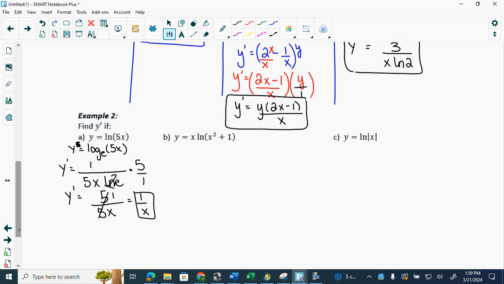B is a what rule? What is B? You'll need a chain rule eventually, but it is product rule, right? F, G. So y prime equals G times f prime, which is a 1, plus f times g prime, which is x squared ln of e with a 1 times the derivative of the inside, which is 2x.